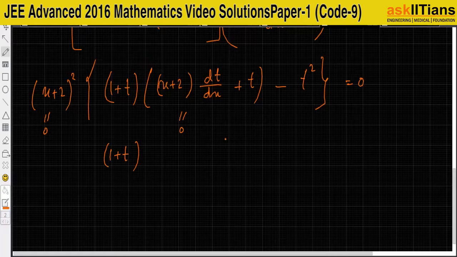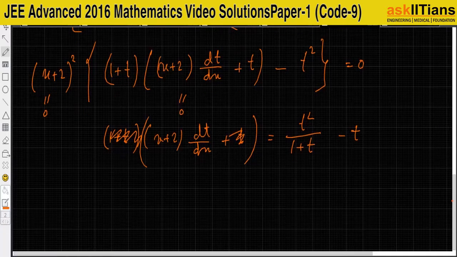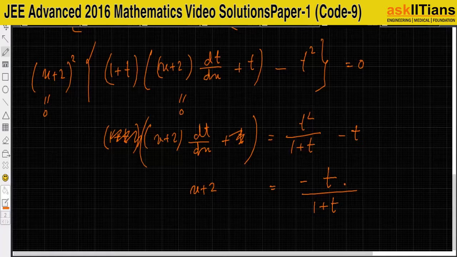Actually I can put this quantity equal to 0. So 1 plus t, I can take it to the other side. I will do that in the next step. This can be written as t square by 1 plus t. So this term I'm taking it here, 1 plus t, and this t I can take it to the other side, so minus t. So if I simplify this, I get minus t divided by 1 plus t, and this is equal to x plus 2 into dt by dx. I will get this.